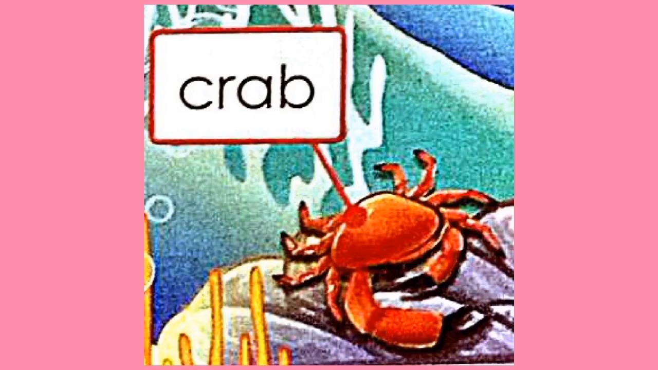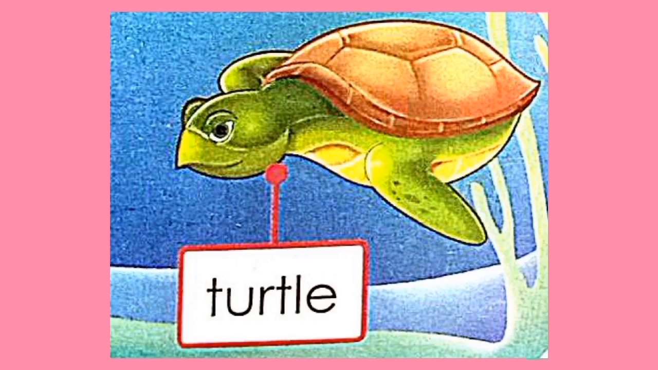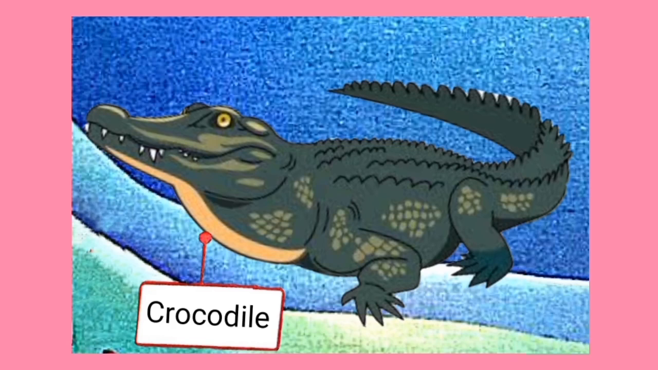This is a crab. It has 10 legs and 2 small eyes. This is a turtle. It lives in water as well as on land. This is a crocodile. It is also a large water animal. It lives on land also.